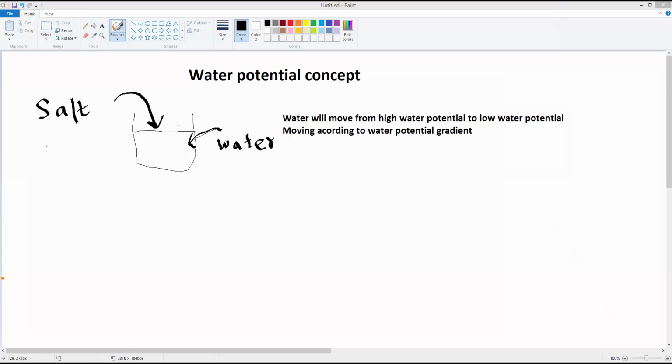Right, the reason is this. It actually decreases when the salt is dissolved in water. This water potential decreases. I said there is something special here.